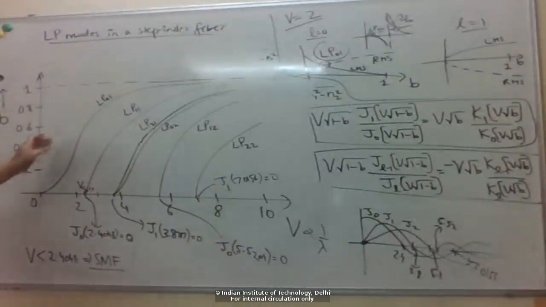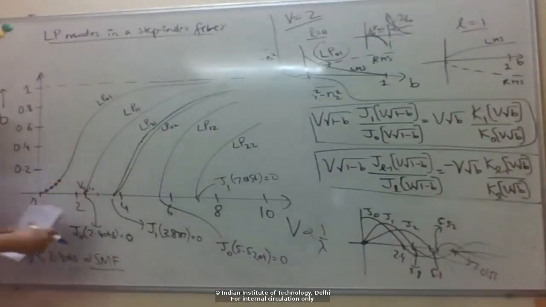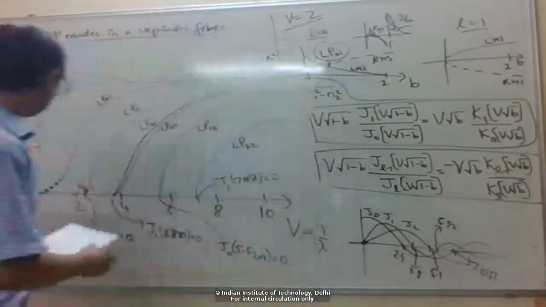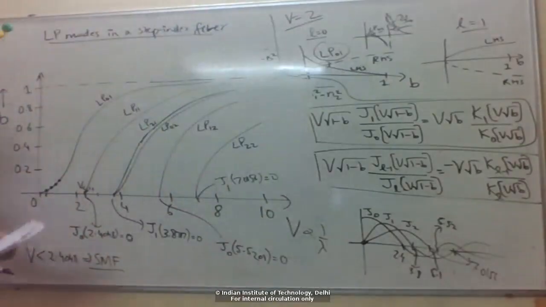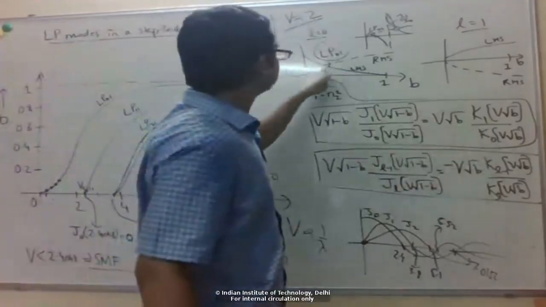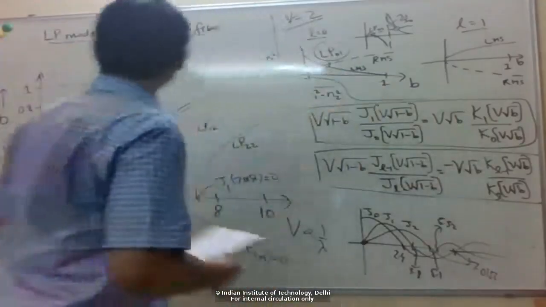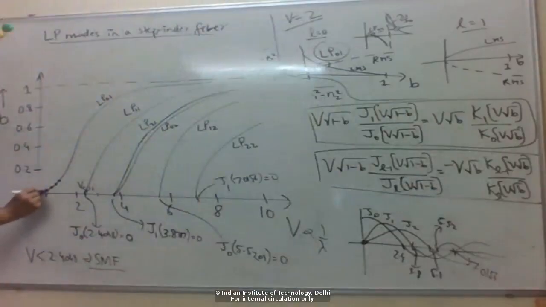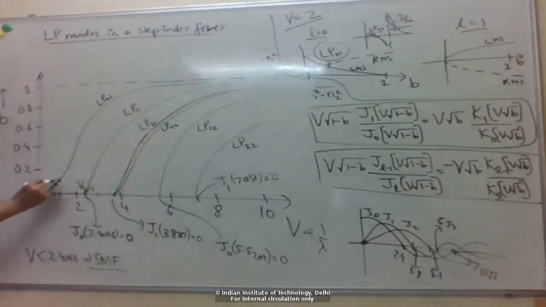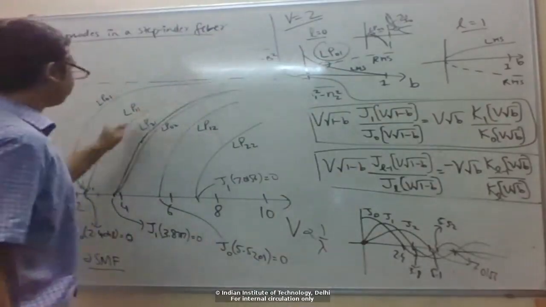How do we plot these curves? Each point here we are getting from the solutions to these equations. For each V value, you take some V value, then you plot these functions and find the solutions. The solution will give you B. So you choose each V value, find the B values from those solutions, and then you just plot them. And for each mode, you get a different graph.